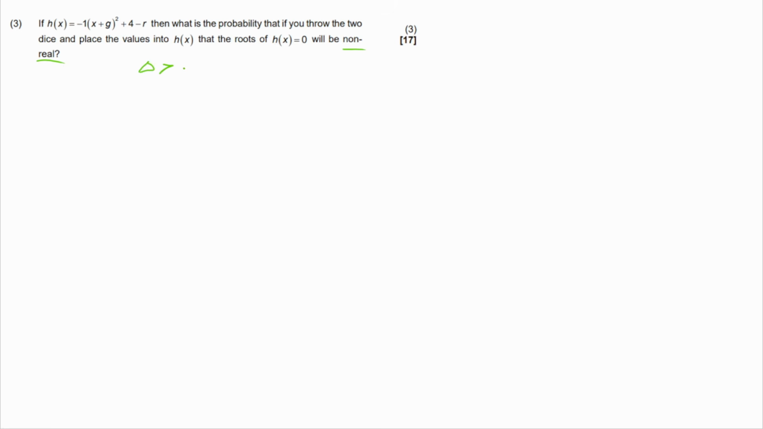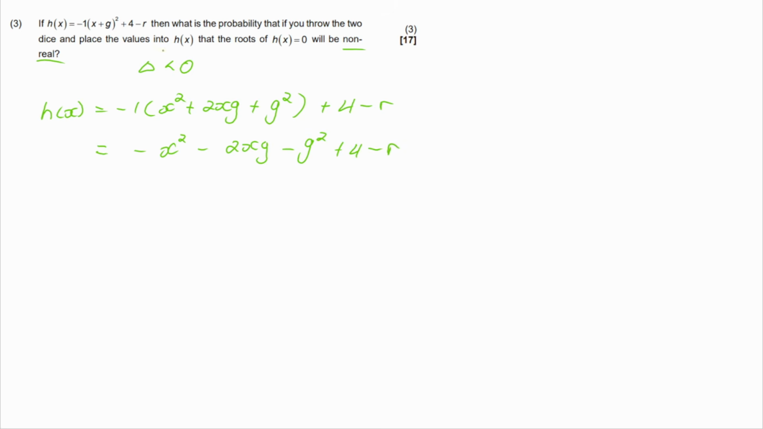Remember, when roots are not real, we have that delta is less than 0. But to find our delta, we need b, a, and c. Okay, and it's hard to see in this form over here. So h of x is equal to minus 1 times x plus g squared plus 4 minus r. Okay, so that gives us negative x squared minus 2xg minus g squared plus 4 minus r.